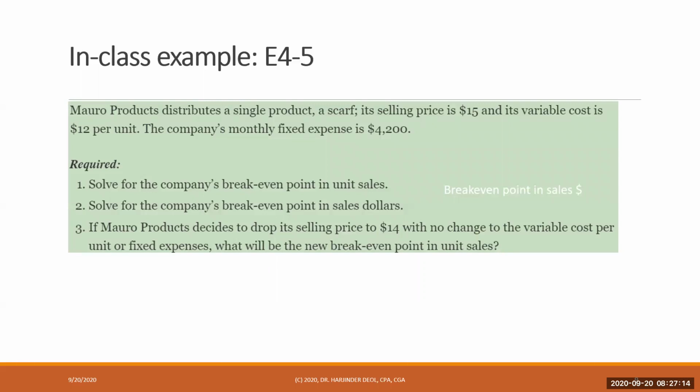Here's an example. This company, Mauro Products, distributes a single product, a scarf, that has a selling price of $15. Variable cost is $12 per unit, and the monthly fixed expense is $4,200. We've been asked to solve for the company's break-even point in unit sales, the first bit.